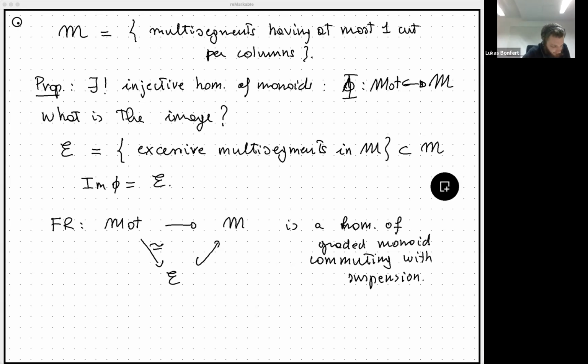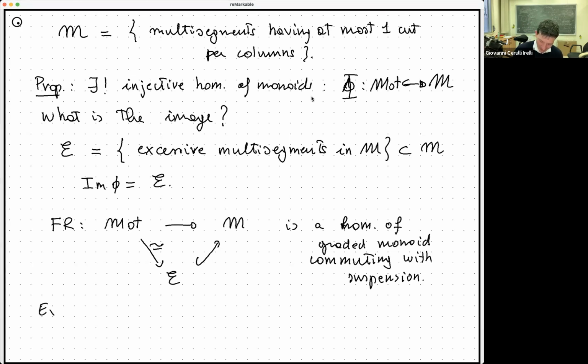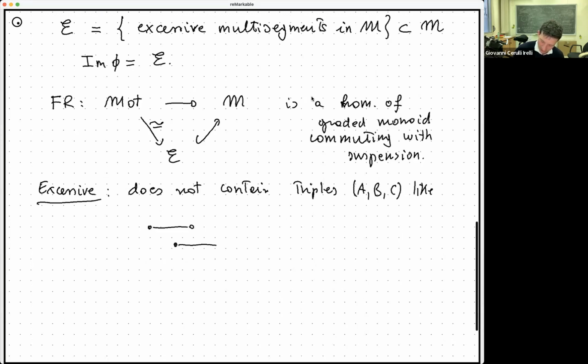Sorry, I might have missed that, but what again was an excessive multisegment? Yes, I didn't define it. So it's a multisegment that does not contain triples of segments like this. Let me give you an idea. For example, something like this, or something like this also.